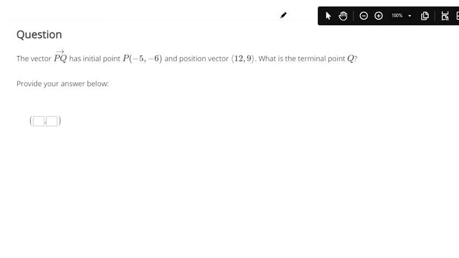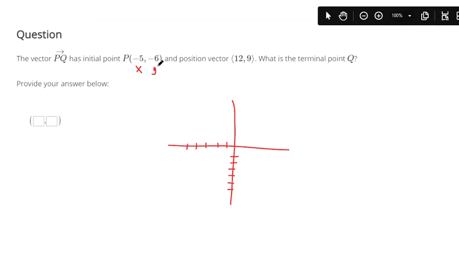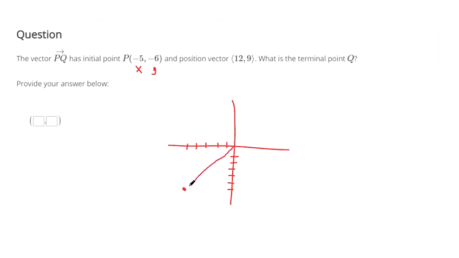The vector PQ has the initial point at -5, -6. So, -1, -2, -3, -4, -5. If you haven't dealt with vectors too much, they feel similar to points. It's like you have an x and a y point, but we usually don't do this. We don't just plot a point here. We usually draw an arrow from the origin to that point, because vectors have both direction and magnitude.